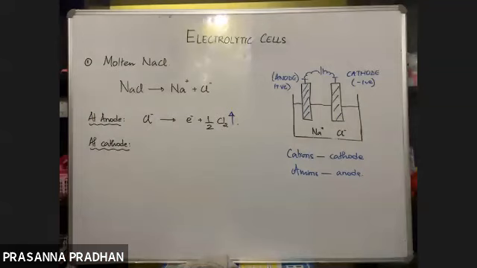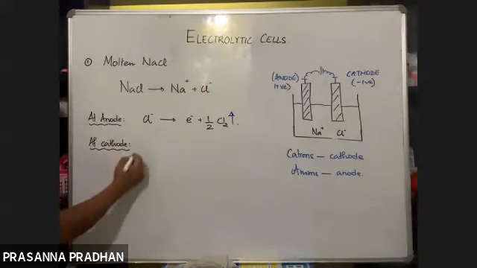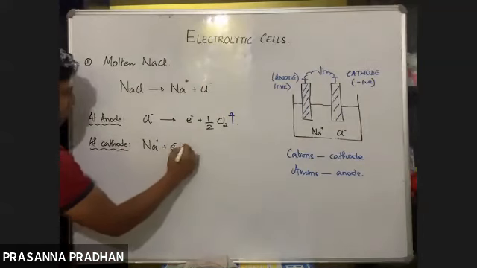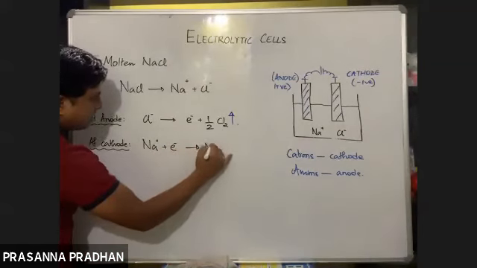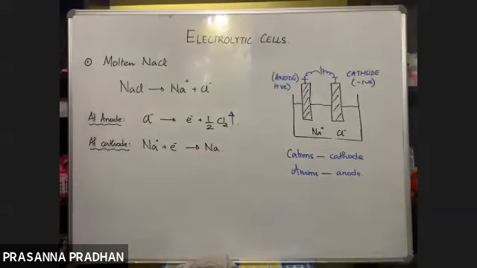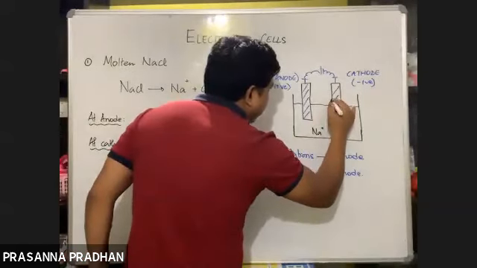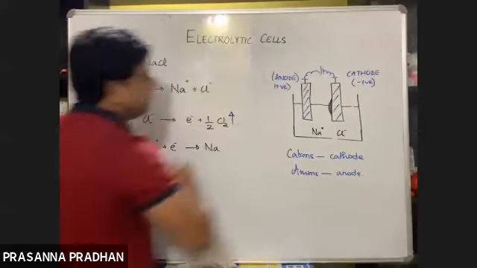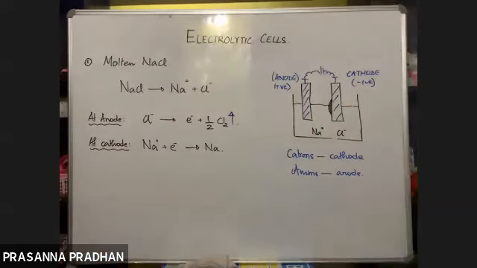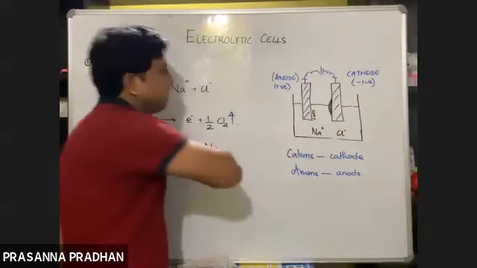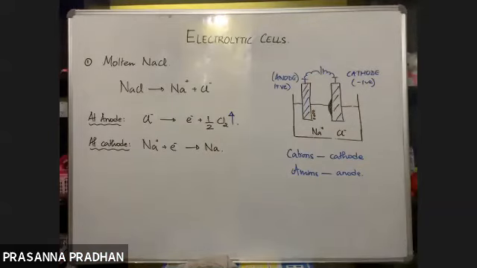So what happens at the cathode? Which ions will migrate? Cations. What is the cation out here? Na positive, which has a single positive charge. It will gain an electron and get deposited as metallic sodium. So at the cathode, sodium will be deposited. At the anode, chlorine gas is going to get liberated.